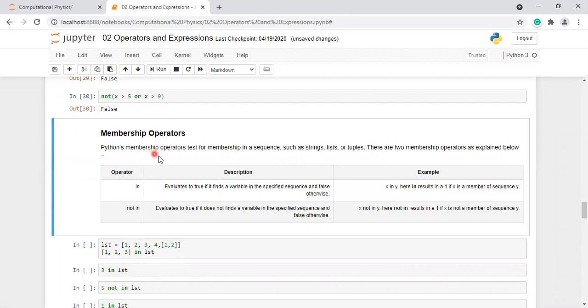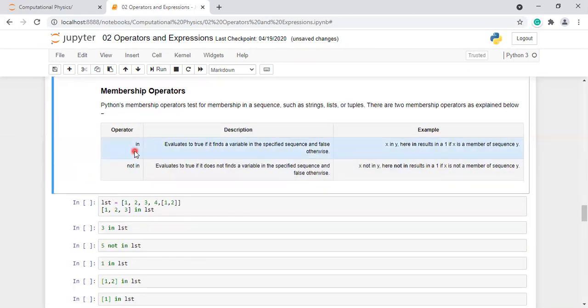Python's membership operator tests for membership in a sequence such as strings, lists, or tuples. There are two membership operators as explained below. Number one, the in operator evaluates to true if it finds a variable in the specified sequence and false otherwise.